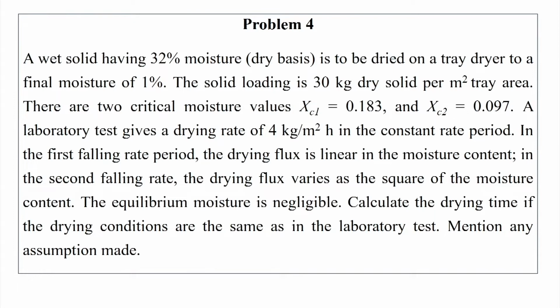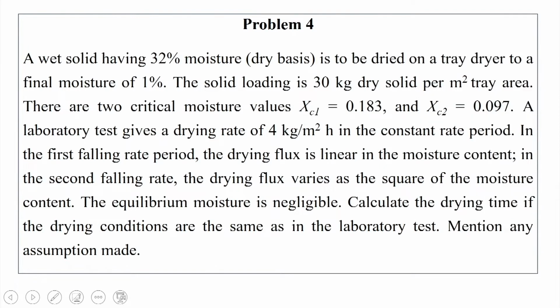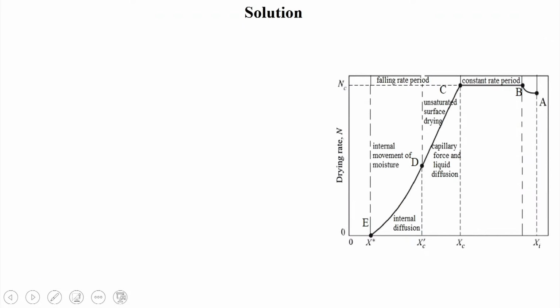We need to calculate the drying time, if the drying conditions are the same as in the laboratory test, and we need to mention any assumption we have made. We will do this step by step, but here there are two different falling rate periods. The first falling rate period will follow linearity, and the second falling rate period will be proportional to x square. So, let us start solving the problem like this.